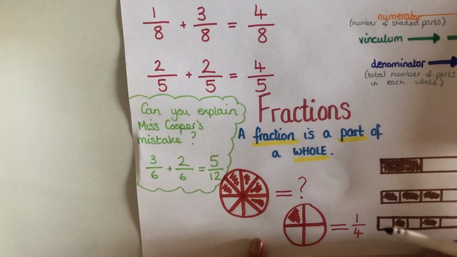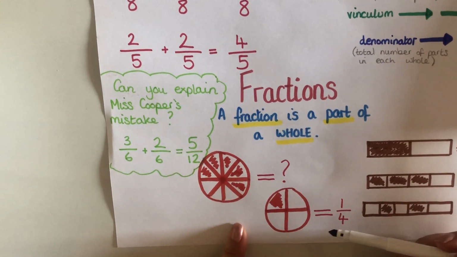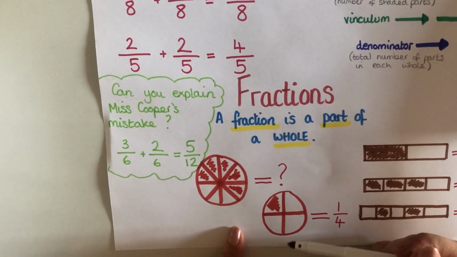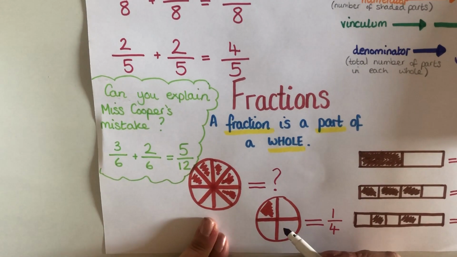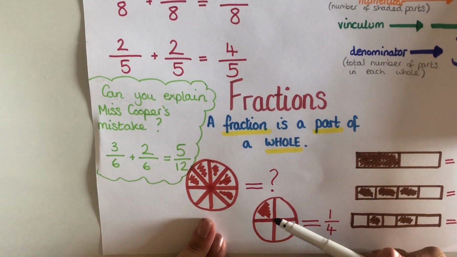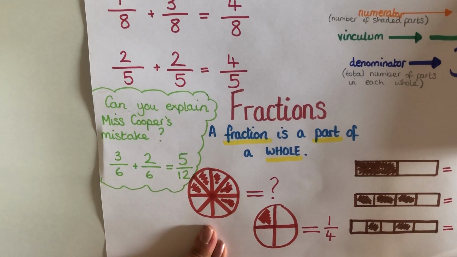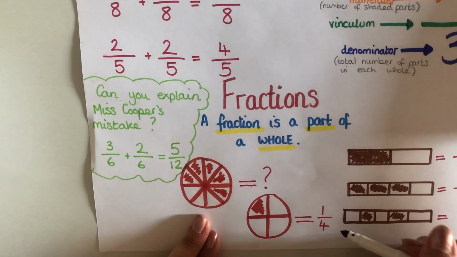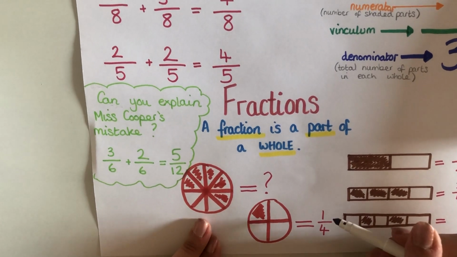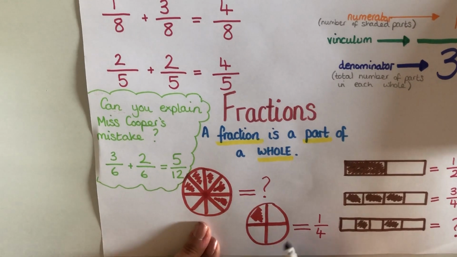Moving along. Here, this isn't a bar, and sometimes this can be a bit confusing, but it is still a whole, except this time, instead of your whole being a bar, your whole is a whole circle. So again, this circle is split into 4 equal parts, and I have 1 part shaded in, which means it is 1/4, because 1 part is shaded in and there are 4 parts in total.